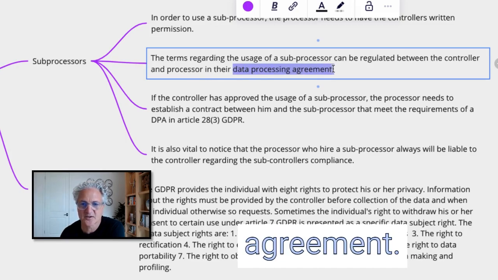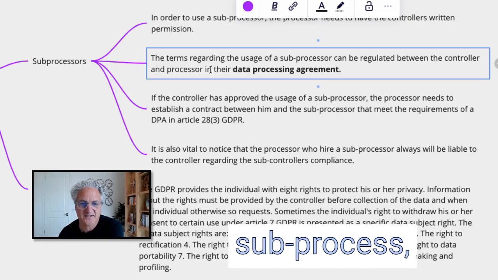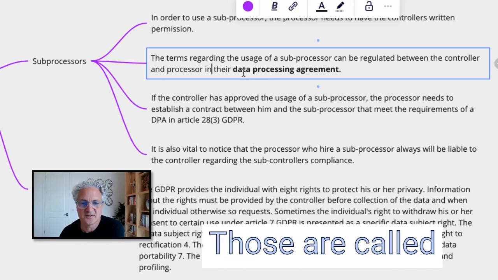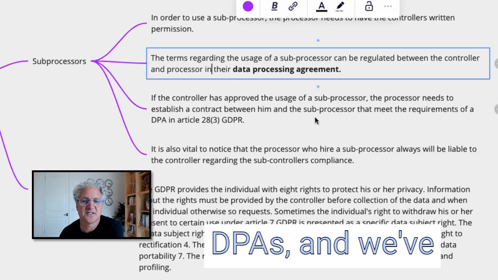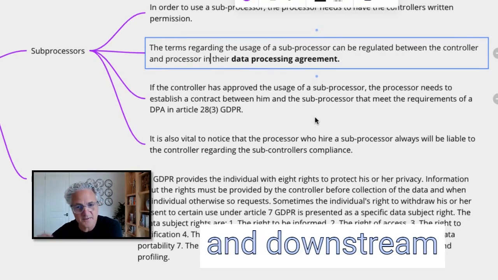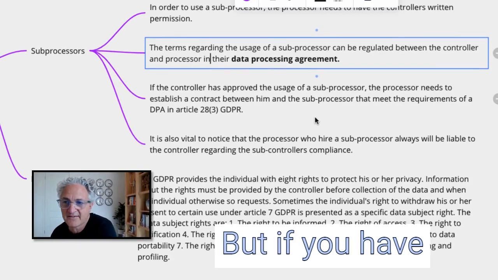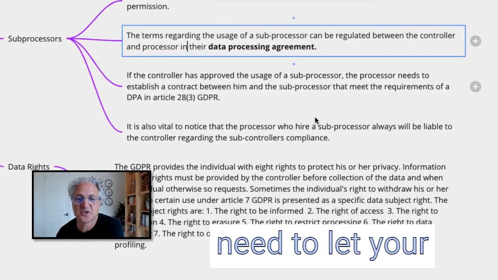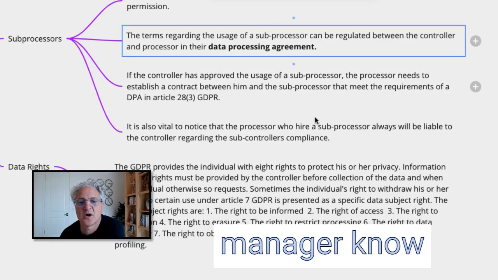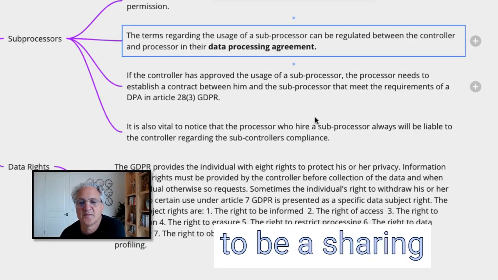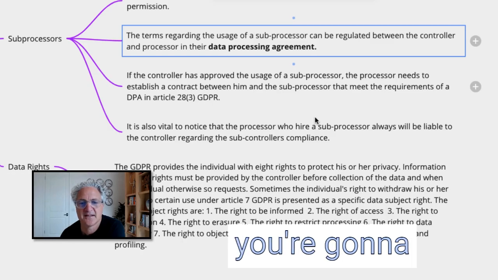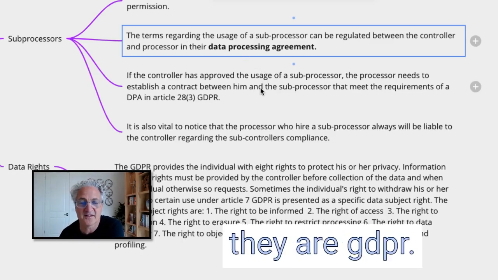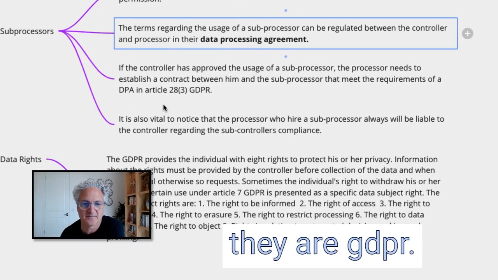Data processing agreement. Those sub-processors have agreements with us to protect data. Those are called data processing agreements, or DPAs. And we've got them upstream and downstream with everyone. But if you have a new vendor you want to work with from your department that's going to have access to personal information, you need to let your manager know that there is going to be a sharing of personal information, and you're going to need to make sure there's a data processing agreement in place with that new vendor that they are GDPR compliant.